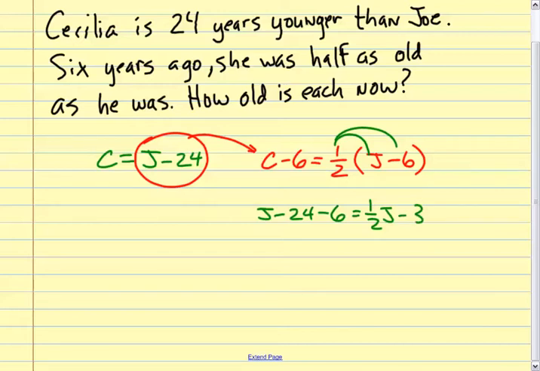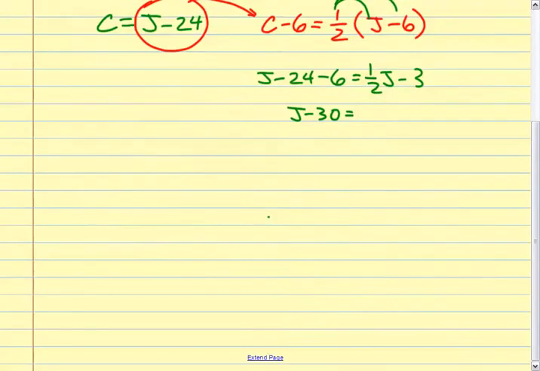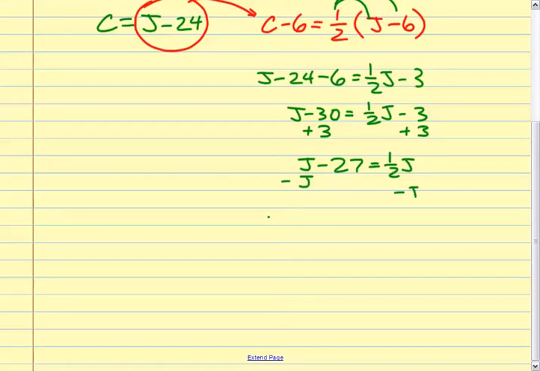Okay. Now what? And now you're going to have J minus 30 is equal to 1/2 J minus 3. Now what? All right, now you're going to add 3 on this side. Okay, add 3 to this side, add 3 to this side, and I'm going to get J minus 27 is equal to half J. Now you're going to want to subtract the J on both sides. Minus J, and I'm going to get negative 27 is equal to what?